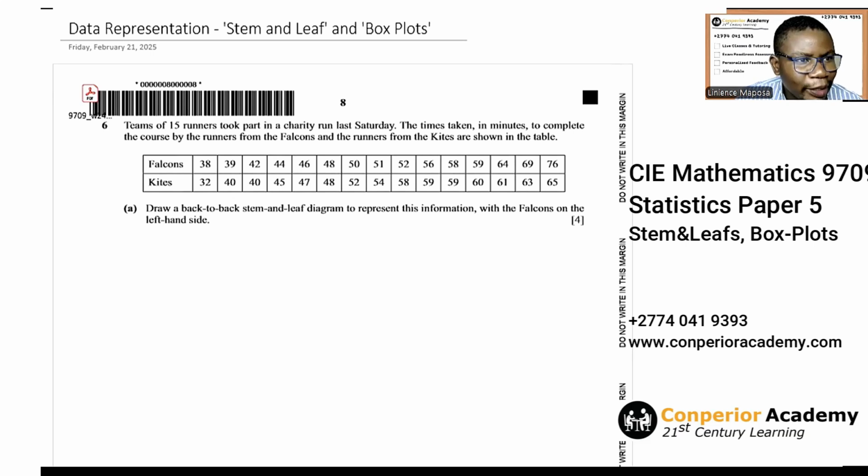Hello guys, welcome again. So today we are going to be looking at data representation. We are specifically going to look at stem and leaf diagrams and box and whisker plots.